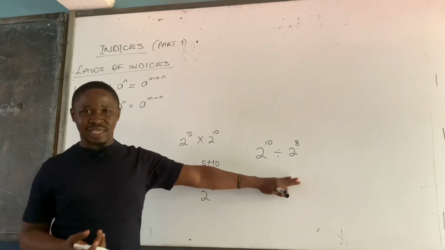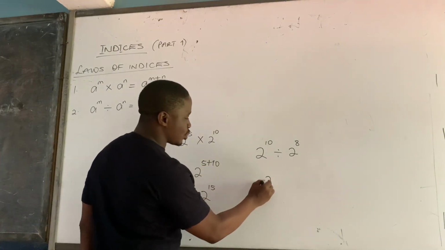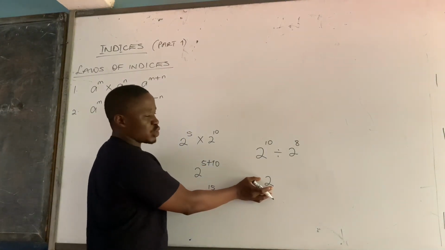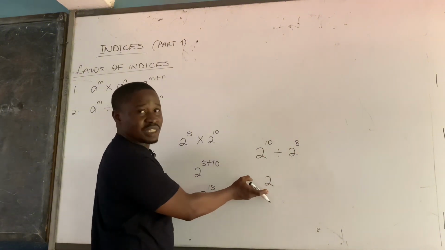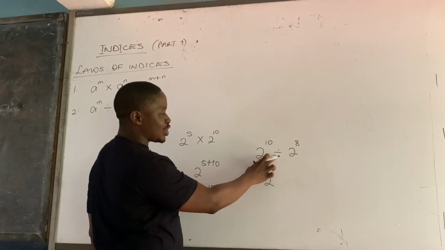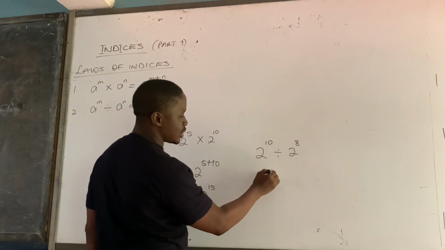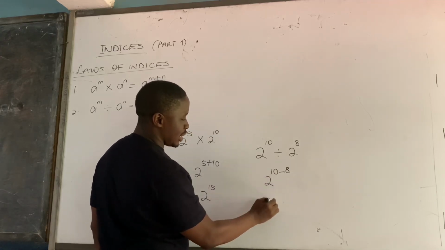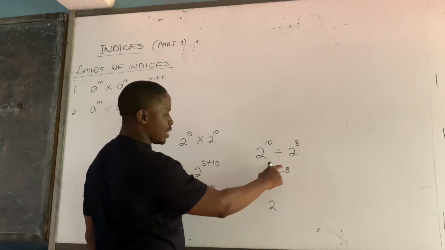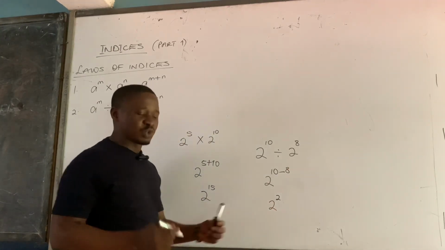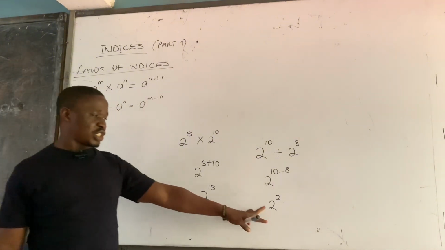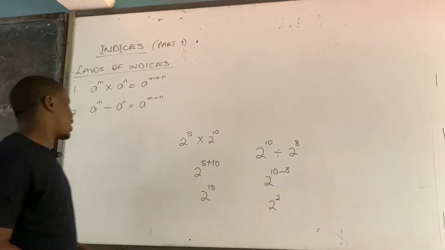So with an example like this one, we say 2 to the power. Why we decided to take 2? Because they are the same. We decided to take 2. Because of division, we subtract the powers. So 10 minus 8. Then we can get what? 10 minus 8 is 2. So with this one, you can determine what is 2 to the second power.